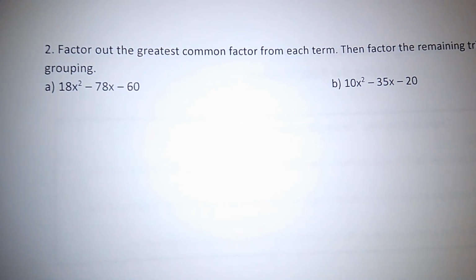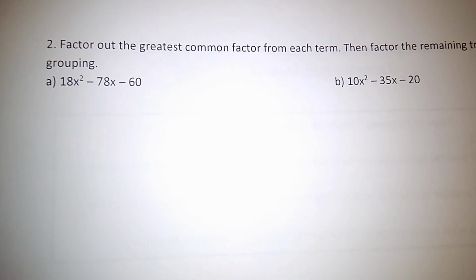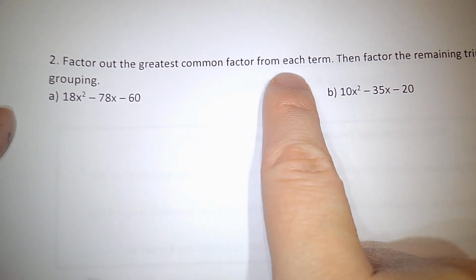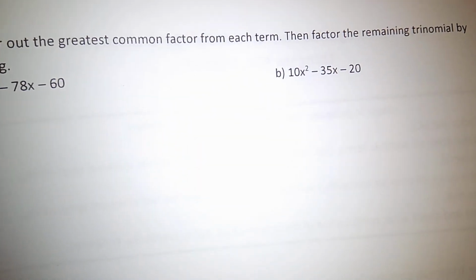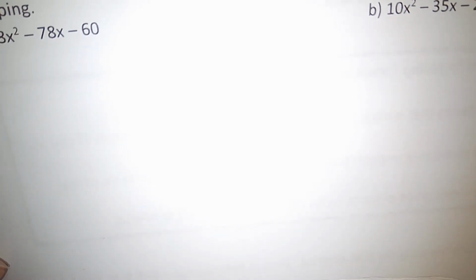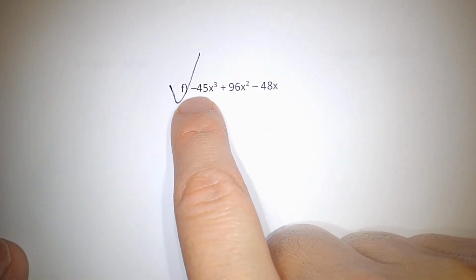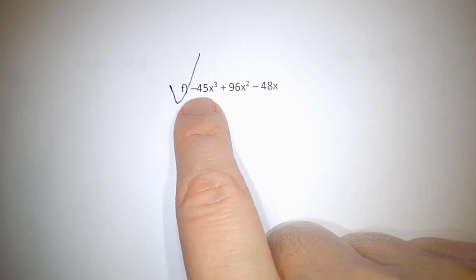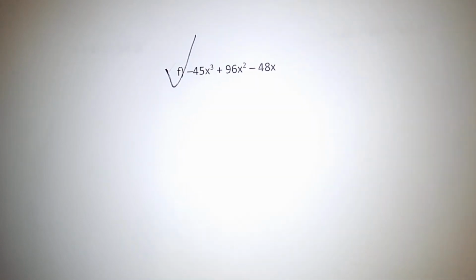Question 2. I'm going to just pick one question to do, because this type of question is to factor out the greatest common factor and then factor the remaining trinomial. All of these questions are very similar, so let's do one. Let's try the last question. Factor this trinomial: negative 45x cubed plus 96x squared minus 48x. If we have a greatest common factor, factor it out first.